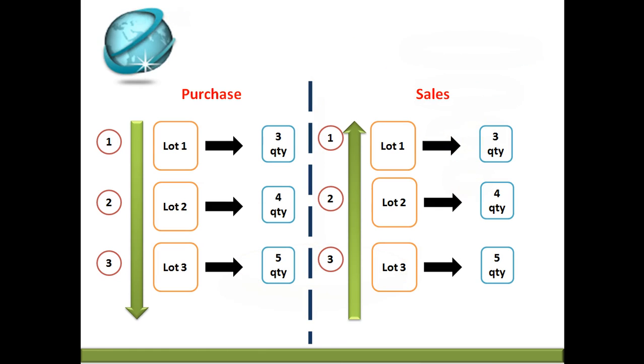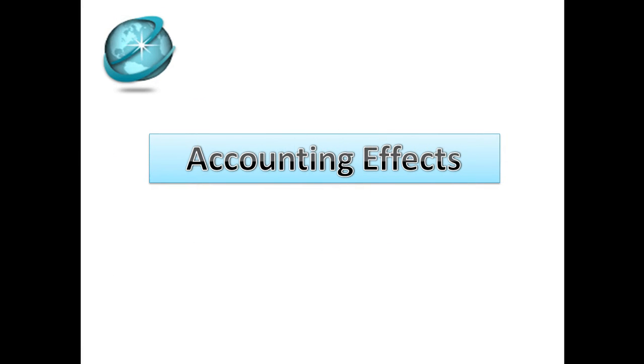Let's understand this in the logistic flow, that is purchase and sales. Here you can see that there are 3 production lots been created. Lot 1 with 3 quantities, lot 2 with 4 quantities, and lot 3 with 5 quantities. Now as this is a Lifo method, during sales the quantities will be consumed first from lot 3, then from lot 2, and then from lot 1. In the earlier video we have seen the accounting effects, how the accounts have been configured. Now let's see and configure the product.